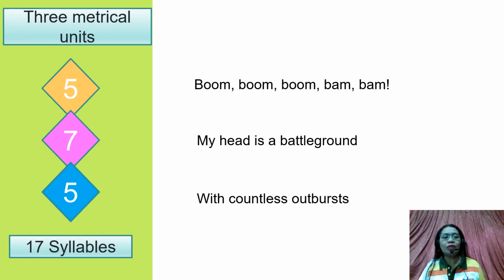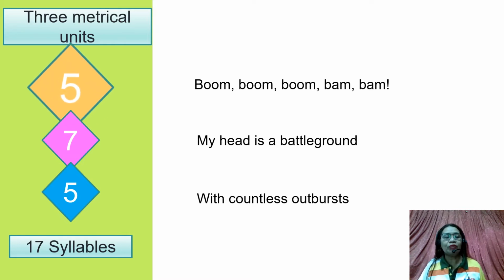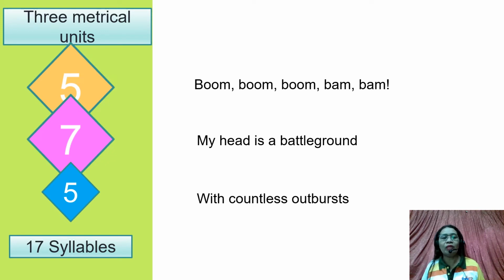Now, this is what you're going to do. Always remember also that your haiku should follow the three metrical units, the 5, 7, 5, and consist of 17 syllables. It means that the first line should consist of 5 syllables, the second line should consist of 7 syllables, and the last line should have 5 syllables. So if you're going to observe, we have here an example of a haiku.